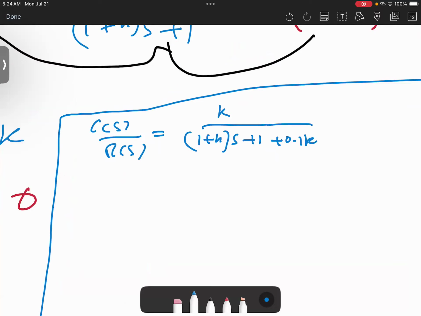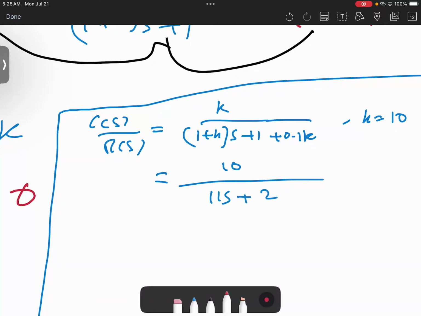Now we need to find the poles and zeros. Assume K equal 10. Now let's substitute them, which is 10 divided by 1 plus 10, 11S, plus 1 plus 0.1 times 10, which is 1. So 1 plus 1, 2. Okay. Now we need to find the poles and zeros.